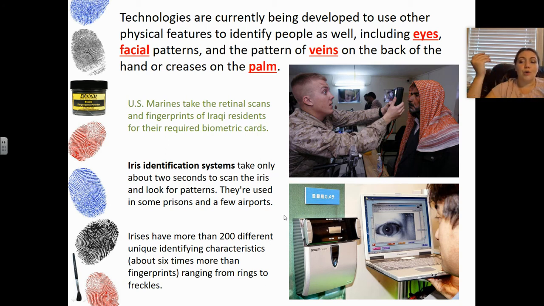But I would say for crime scene sakes, it's not like people just run around throwing their eyeballs out at crime scenes, whereas fingerprints just naturally get left behind because we're touching things with our hands. So even though that's cool and it could become a great security measure using the iris, it only takes 2 seconds to scan the iris and look for patterns, and they're already being used in some prisons and airports. They have 200 different unique identifying characteristics, about 6 times more than fingerprints. Basically what it's saying is they're more unique than fingerprints. So it's even better than fingerprints in identifying a person, but not at a crime scene because we don't leave our irises around.